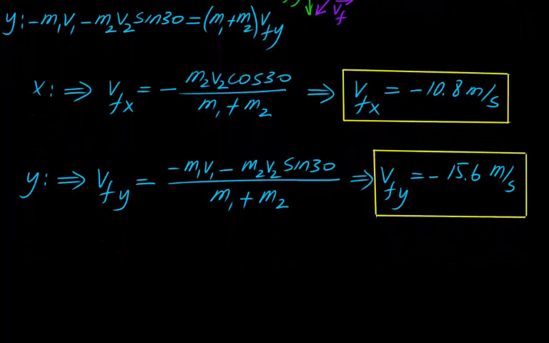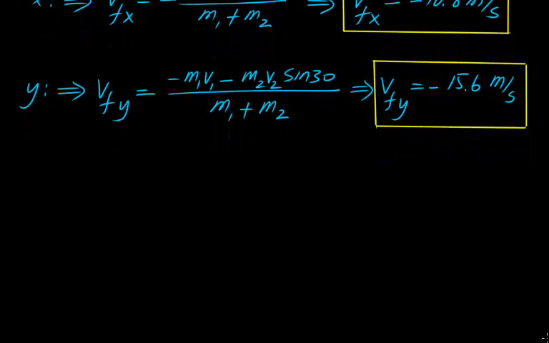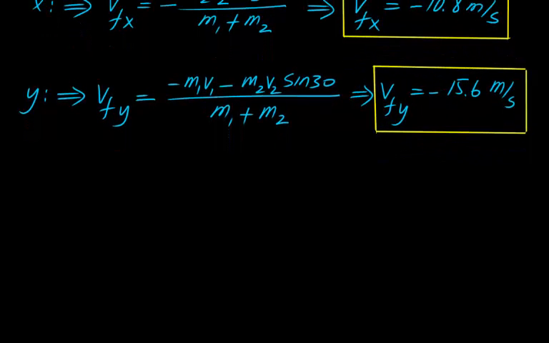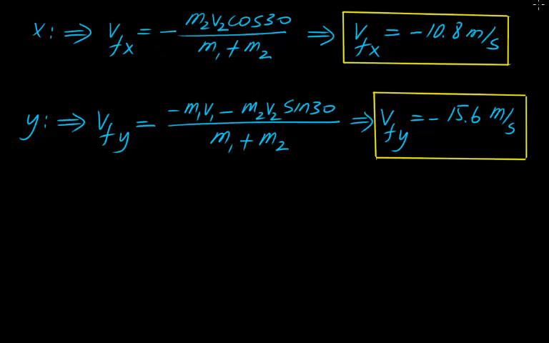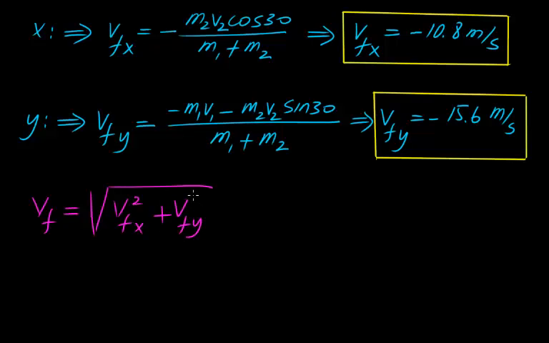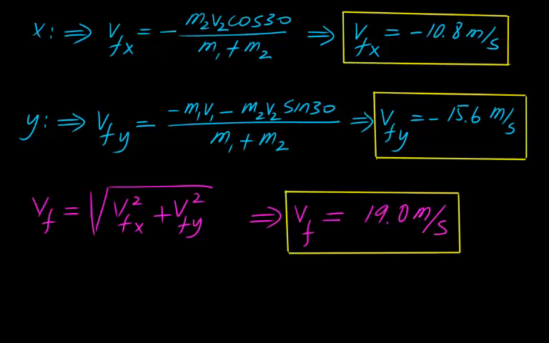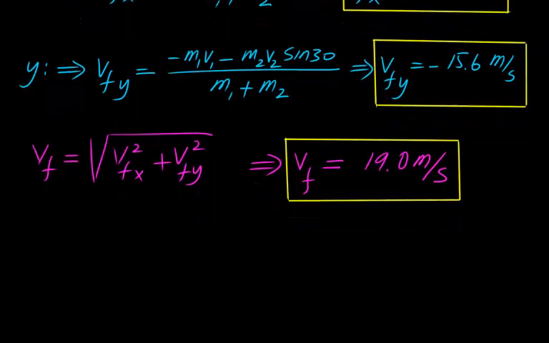Now that we have solved for both v final x and v final y, it is very simple to solve for the final velocity vf using the Pythagorean theorem. V final x squared plus v final y squared. Solving for the v final, we obtain 19.0 meters per second. Notice that this is just the magnitude of the final velocity.